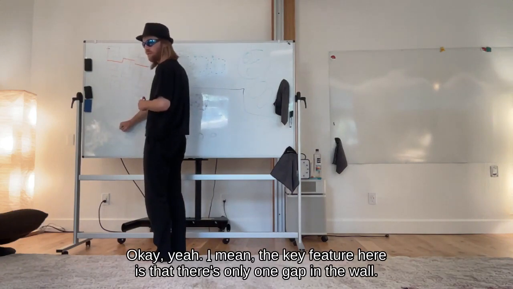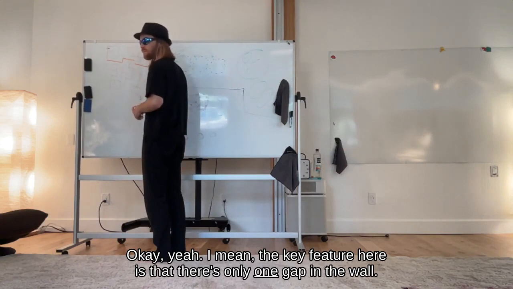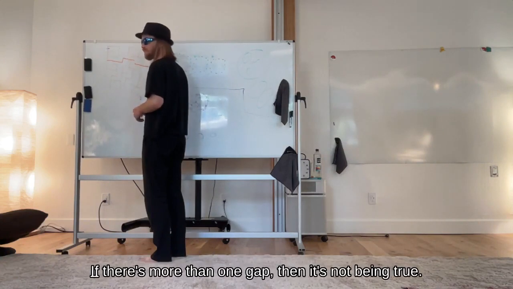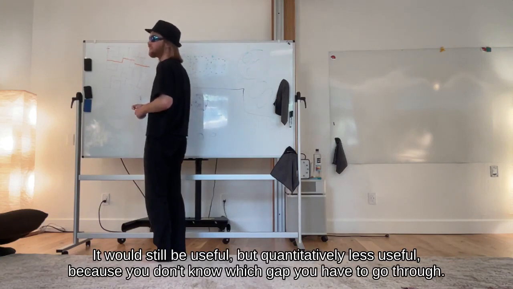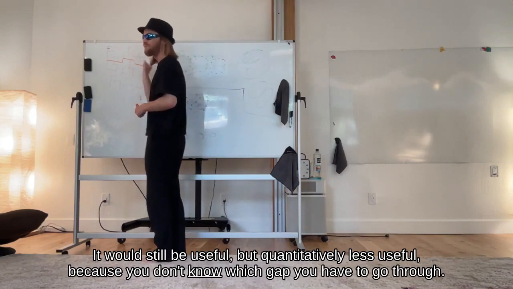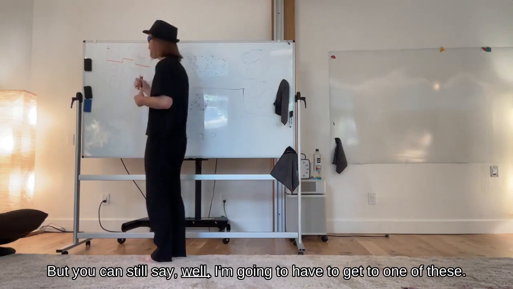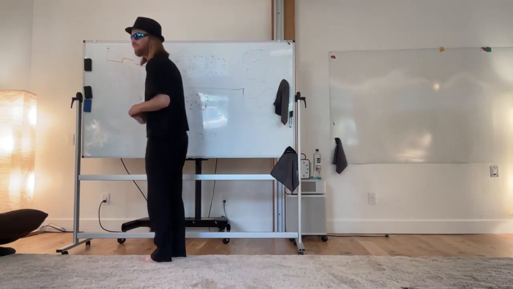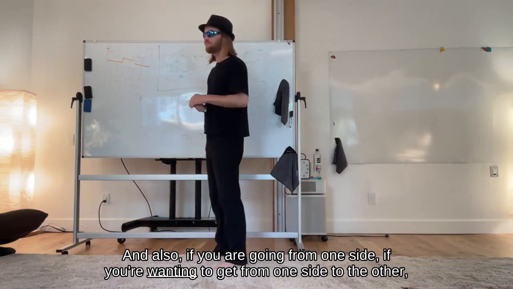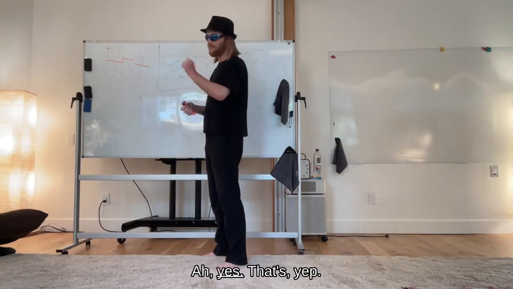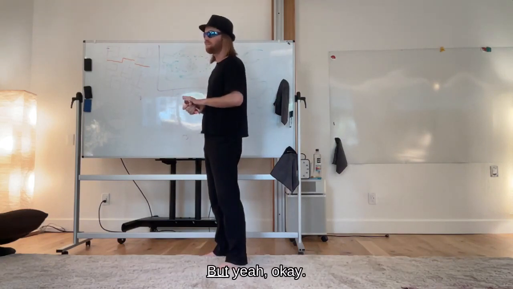So the key feature here is that there's only one gap in the wall. If there's more than one gap, then it stops being a useful heuristic. It would still be useful, but quantitatively less useful because you don't know which gap you have to go through. But you can still say, well, I'm going to have to get to one of these two. And also, if you want to get from a place on one side to a place on the other, you maybe go up through the gap and around. But yeah, okay.